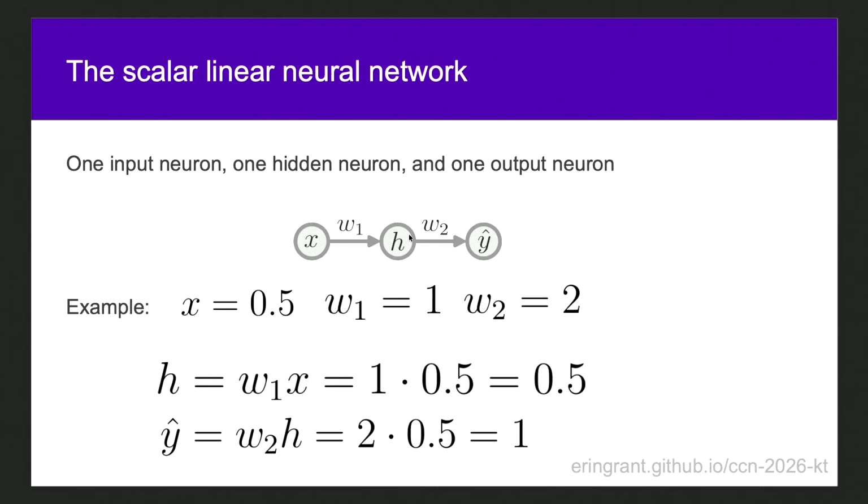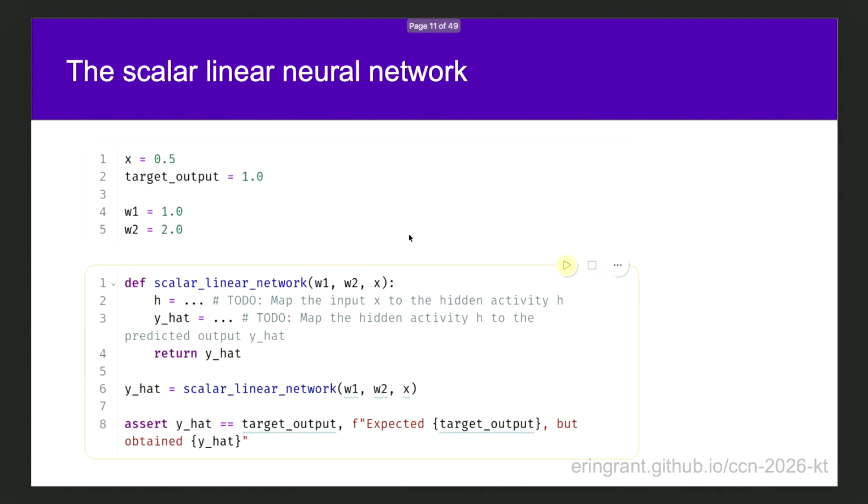Now that we have this model, let me give you an example to make it really clear. So x could be 0.5, W1 could be 1, W2 could be 2. In the first processing layer, we multiply 0.5 by 1, so the hidden representation is 0.5. And then in the second layer, we multiply the 0.5 by 2, and the output is 1.